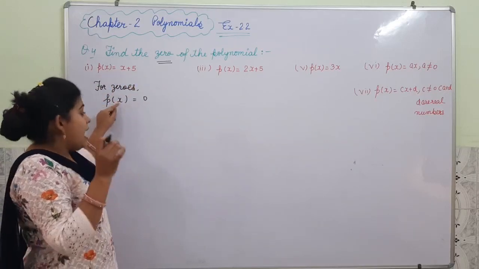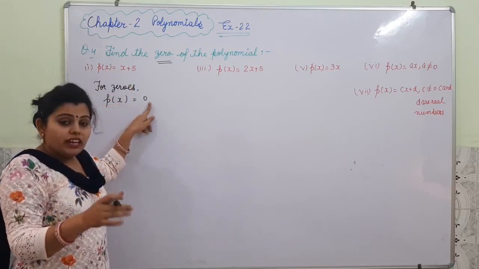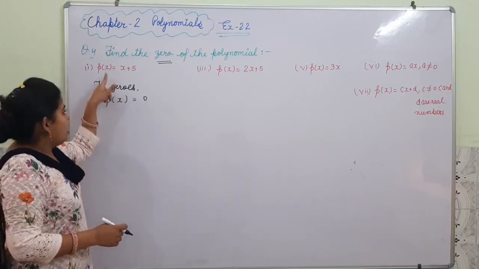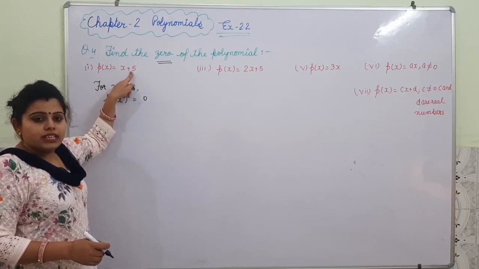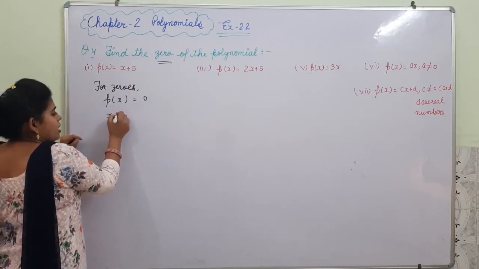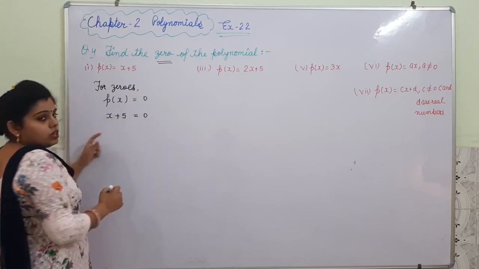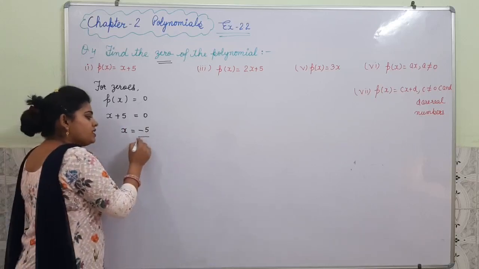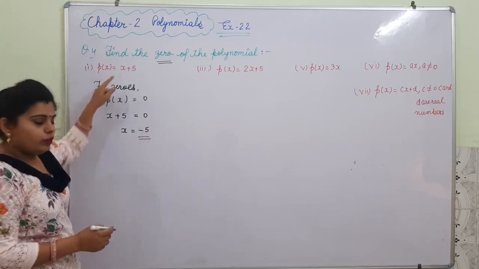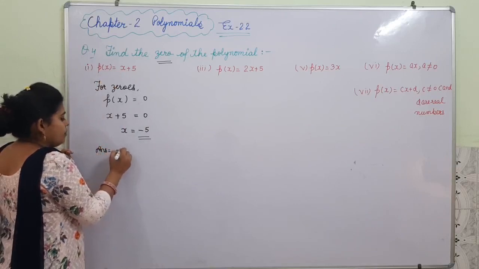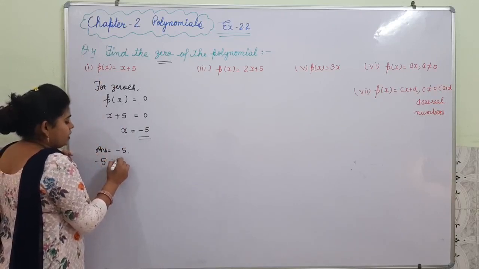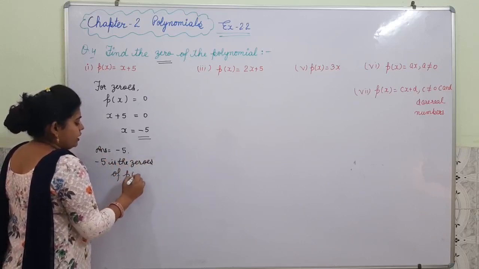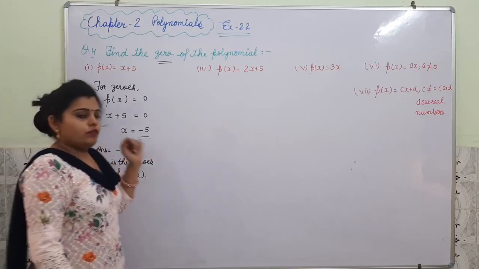We need the value of x for which we get the answer 0; that will be the zero. So p of x is equal to 0, and the value of p of x is x plus 5, so x plus 5 is equal to 0. From here x is equal to minus 5. So minus 5 is the zero of p of x. That's it, it is our first part.